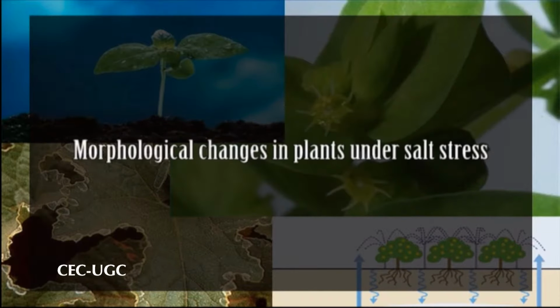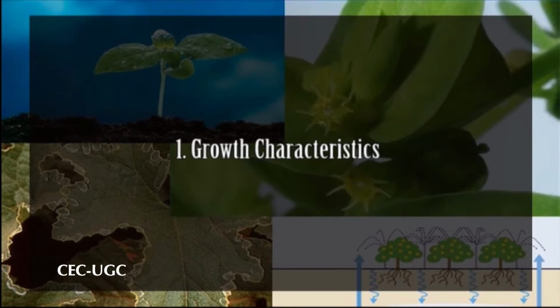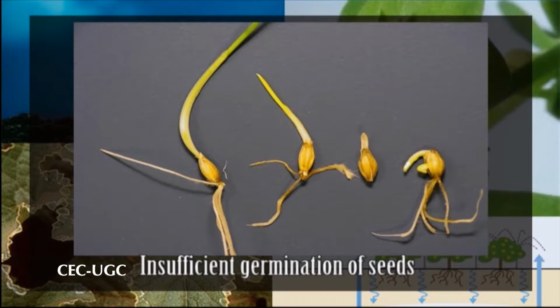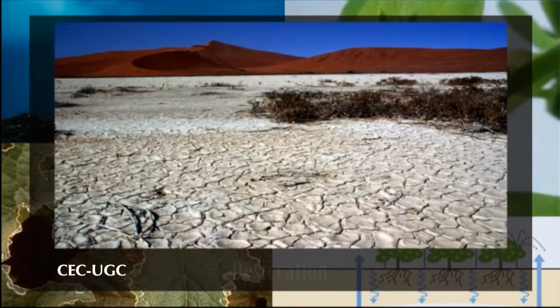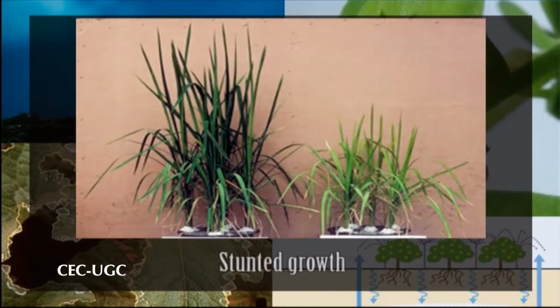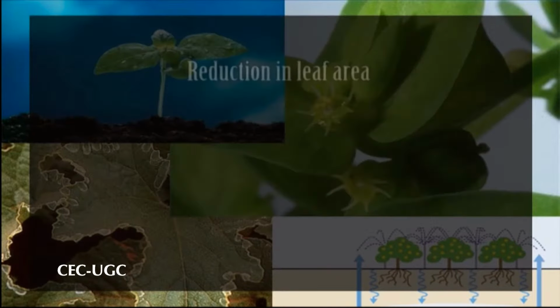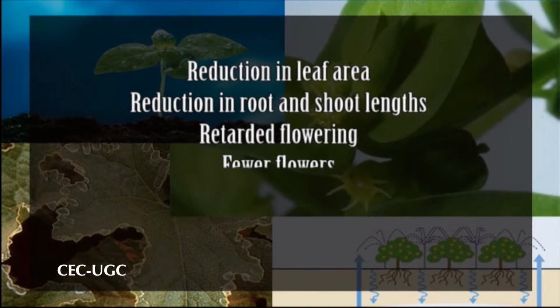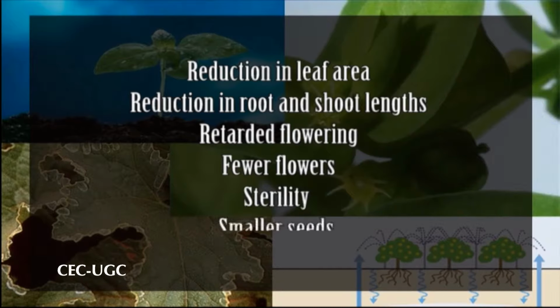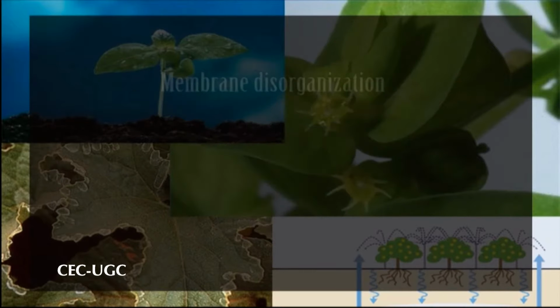Now, we will discuss morphological changes in plants under saline stress. Number 1. Growth characteristics. The main effects are slow and insufficient germination of seeds, physiological drought, wilting, desiccation, stunted growth, reduction in leaf area, reduction in root and shoot lengths, retarded flowering, fewer flowers, sterility and smaller seeds, etc.